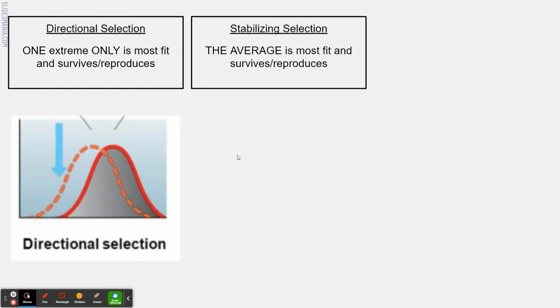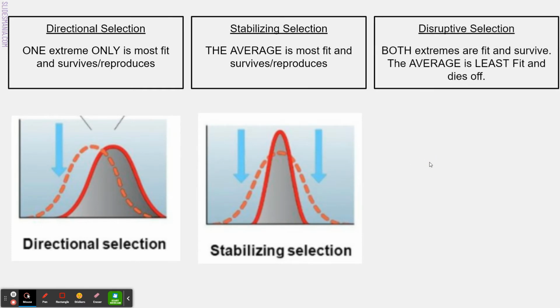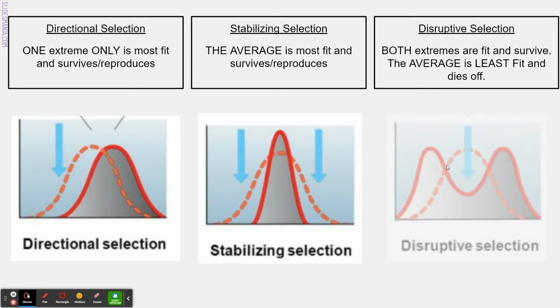In stabilizing, the average is most fit, and so the average is going to become more common, and we're going to see a narrowing of the graph. And in disruptive, both extremes are going to be fit, and both extremes are going to survive, and the average is going to die off. So you'll see those two different bell curves on either end.